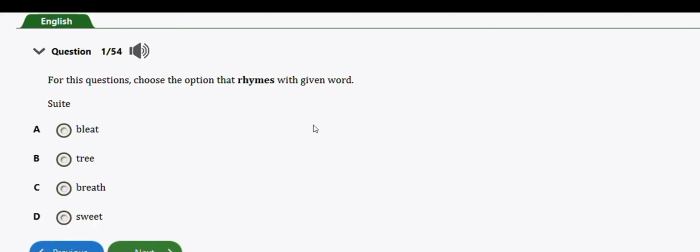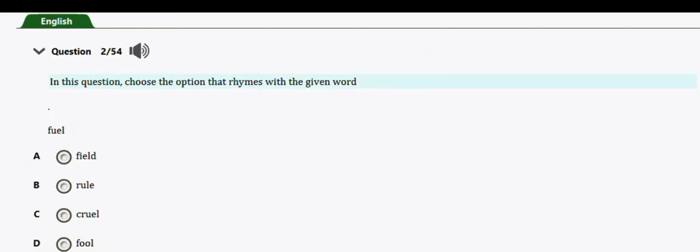The first question I have here says, for these questions, choose the option that rhymes with the given word. So we have suit. Which word rhymes with suit here? We have option A, blit; we have bright; we have sweet. The one that rhymes with suit is sweet. The right answer is option D. Alright, so that's it for this question. The next question will be this one.